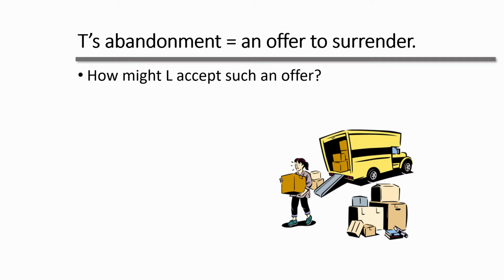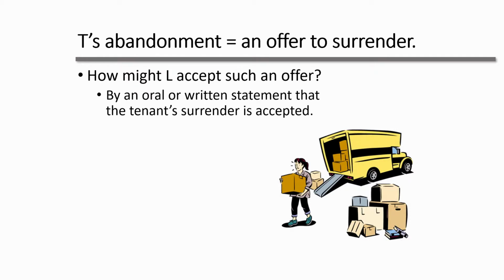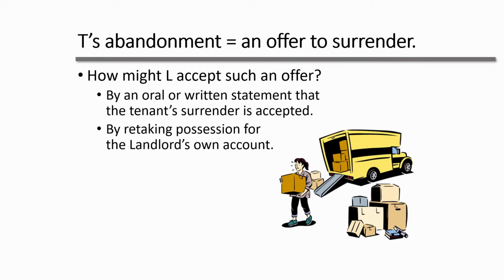So how might a landlord accept the tenant's offer of surrender that's made by the tenant abandoning the property? Well, there are a couple of ways. One way, of course, is the landlord might give an oral or a written statement to the tenant that the tenant's surrender is being accepted. That certainly can happen. But the other way that a landlord might accept an offer of surrender is by simply taking possession of the property for the landlord's own account. That is, the landlord takes possession and exercises complete dominion and control. Will probably go out and try to find another tenant, and that indicates that the landlord no longer expects to hold the old tenant on the lease.